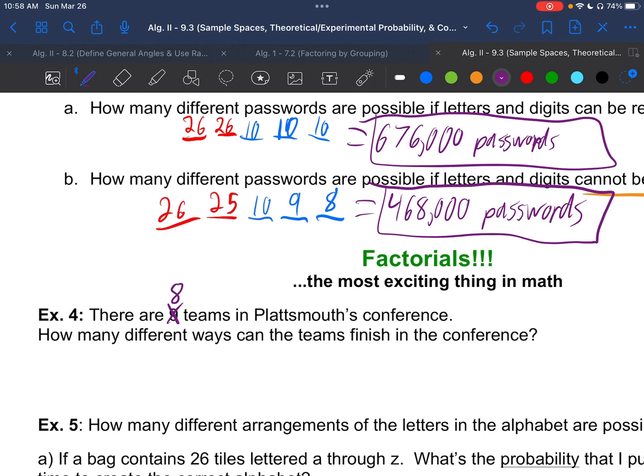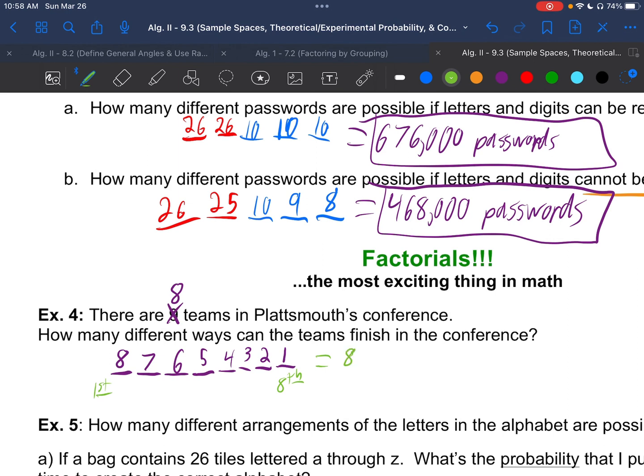Well, first place, 8 different teams can get it. Second place, though, if a team already got first, only 7 teams are left for that. Third place, if a team got first and second, there's 6 teams left. If a team already got first, second, third, there's only 5 teams left for fourth. 4 teams left for fifth, 3 teams left for sixth, 2 teams left for seventh, and the last team would have to get eighth then. So you take, once again, this was first place down here with 8th place or last place down there.